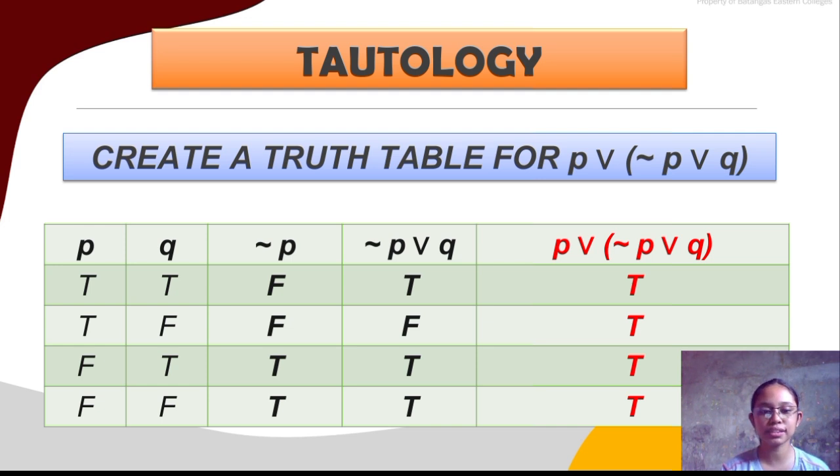So, all throughout the process, naging true pa rin ang sagot. And if babalikan natin ang pinaka-definition ng tautology, all statement of tautology is all true. So, let's find out if the statement is true. Sa first statement, true ang naging sagot. Sa second statement is true, third statement is true, and fourth statement is true. So, ibig sabihin, we prove that P or not P or Q is a tautology.